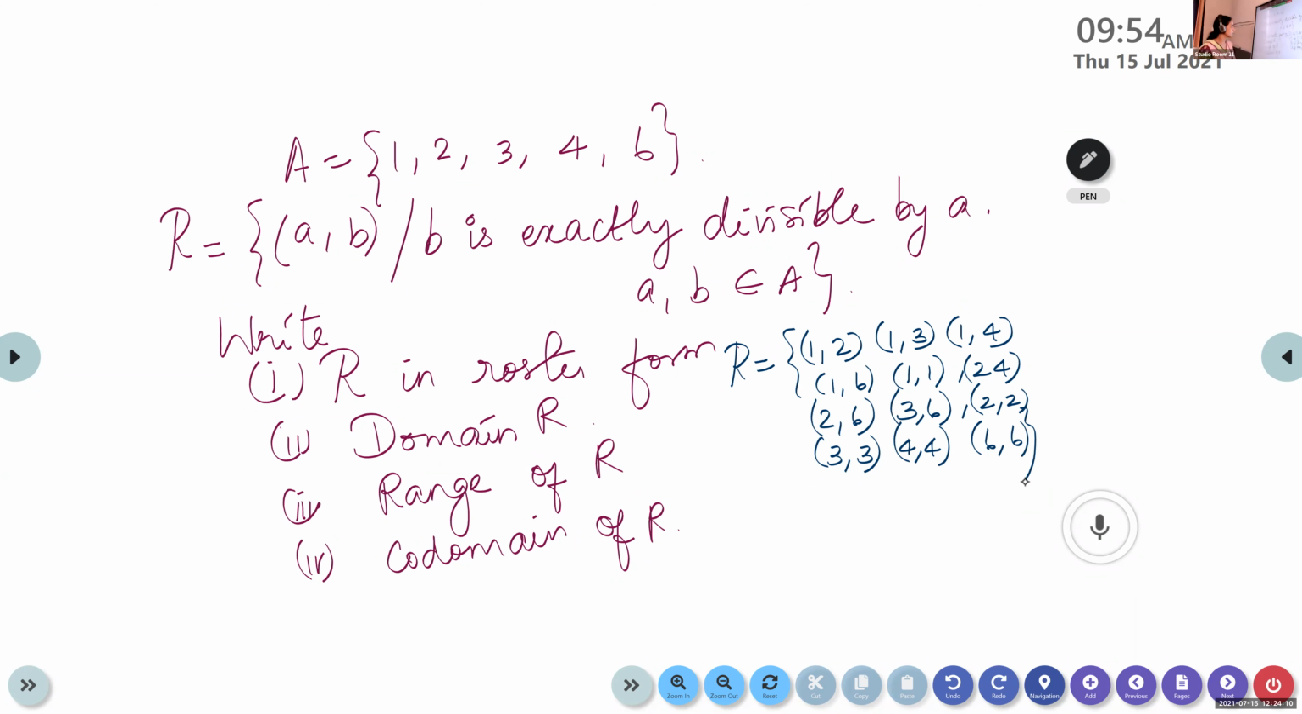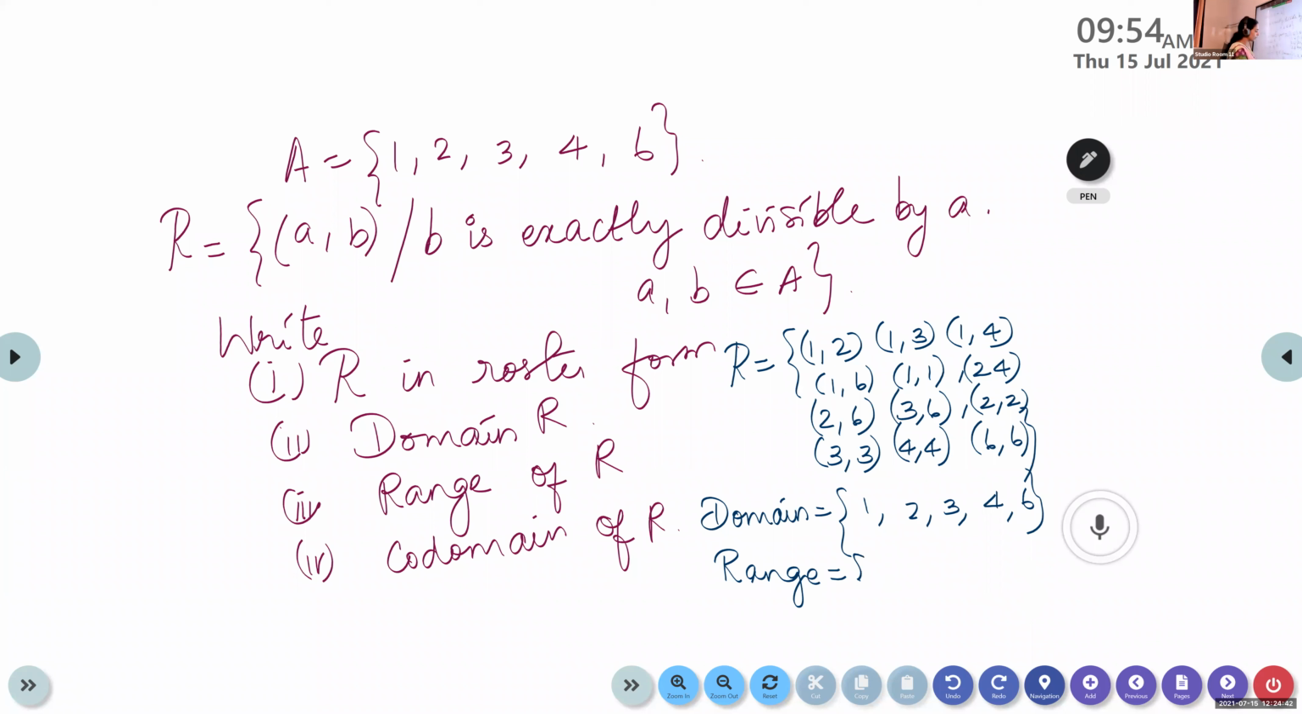Now, what is the domain? Domain means the collection of all first elements. When you take the collection of first elements, you will get 1, 2, 3, 4, 6, isn't it? What about the range? Range is the set of all second elements. You get 2, 3, 4, 6.